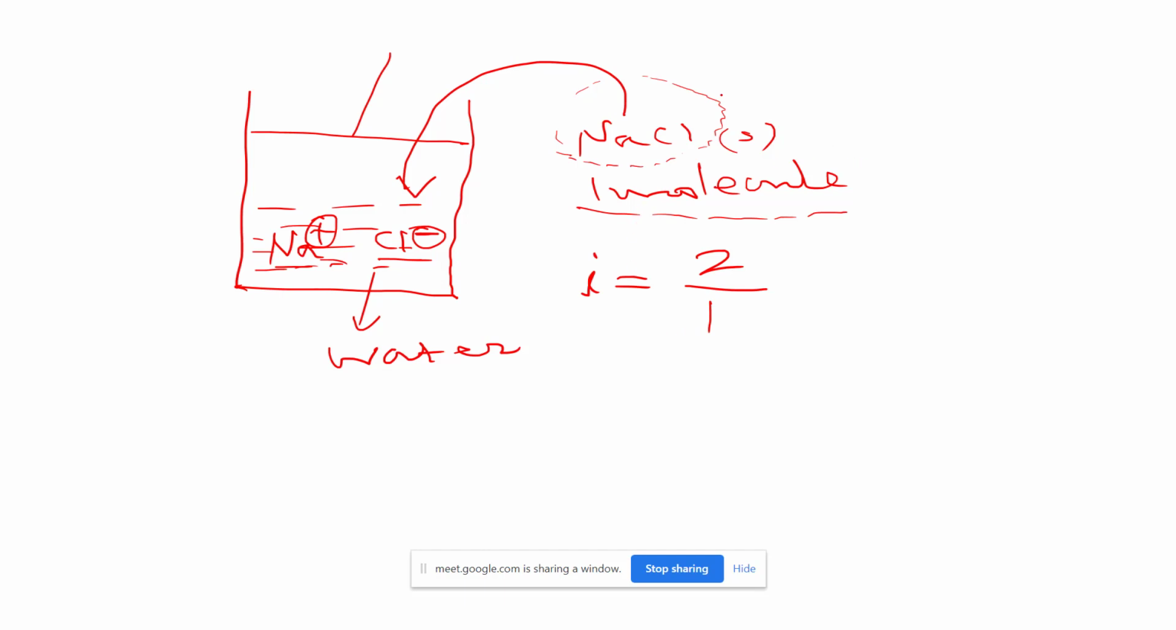Or we can say if we add 1 mole of NaCl, then how many moles of ions are we observing here? 2 moles. So by applying the formula, i equals 2 moles we observed upon what we added initially, which is known as theoretical moles. Theoretically we added 1 mole. So here i will be 2. So this is the meaning. Okay, got it?